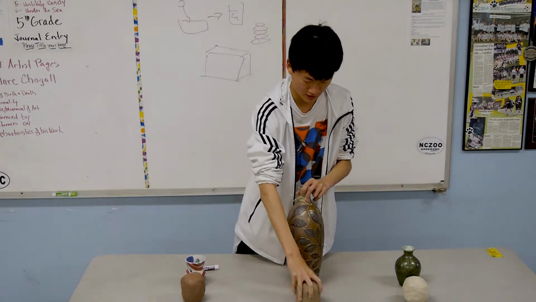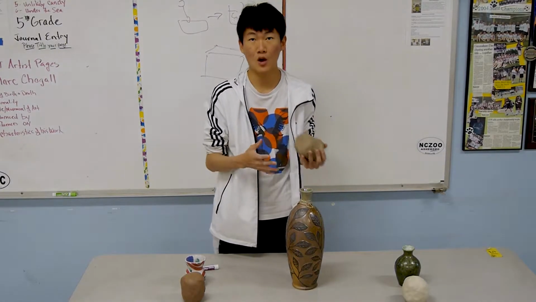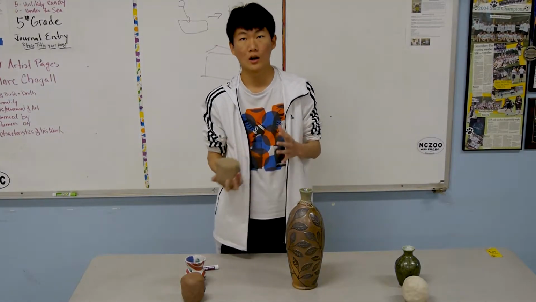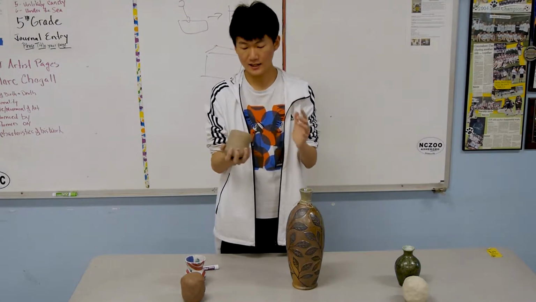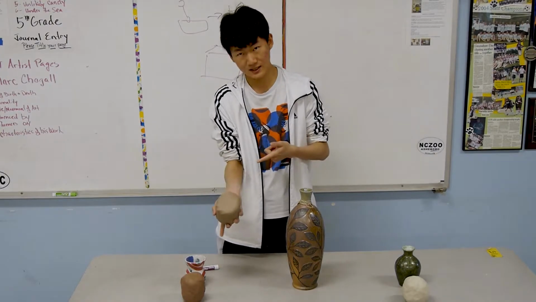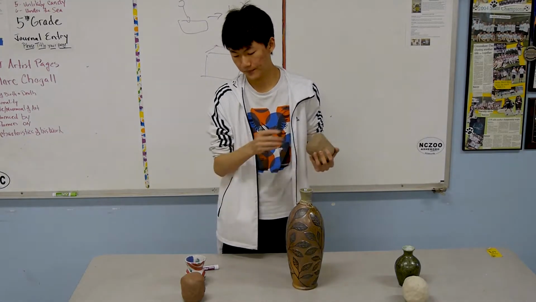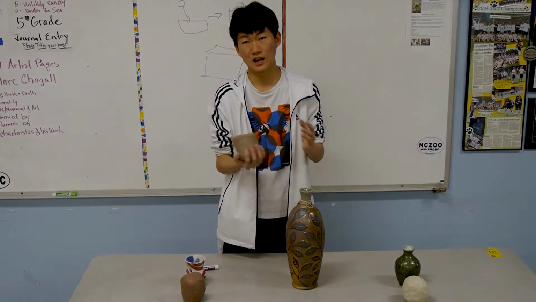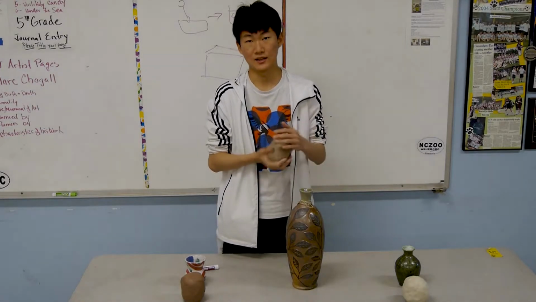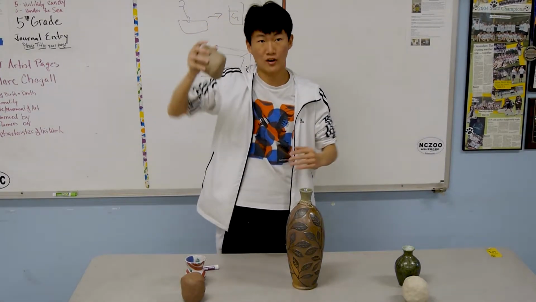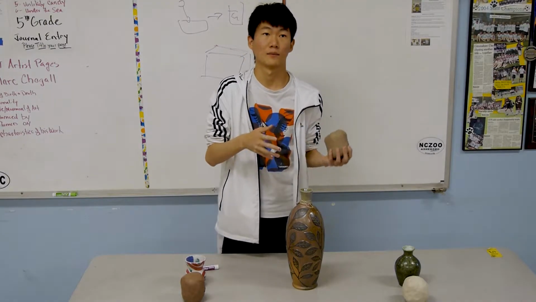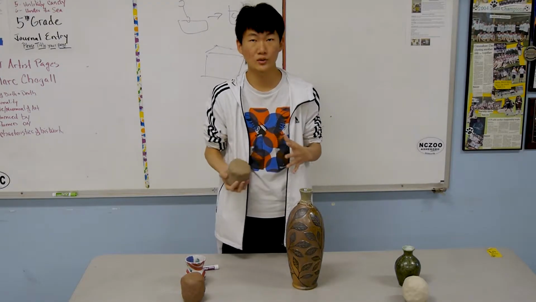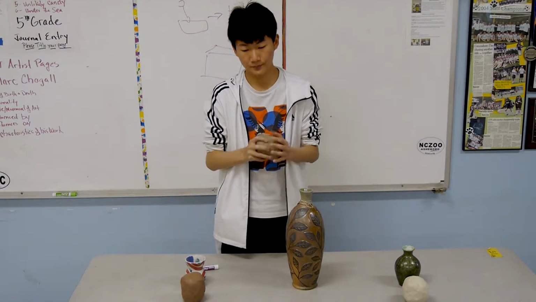Next is your stoneware. Stoneware is sort of a mediocre clay. It's more plastic than earthenware clay. It's a lot more flexible. It has a very large range of firing. It can go from low temperature to high temperature, about 1700 to 2300 Fahrenheit.